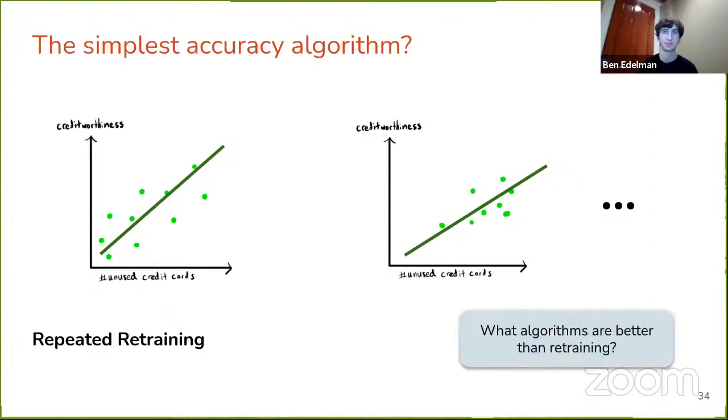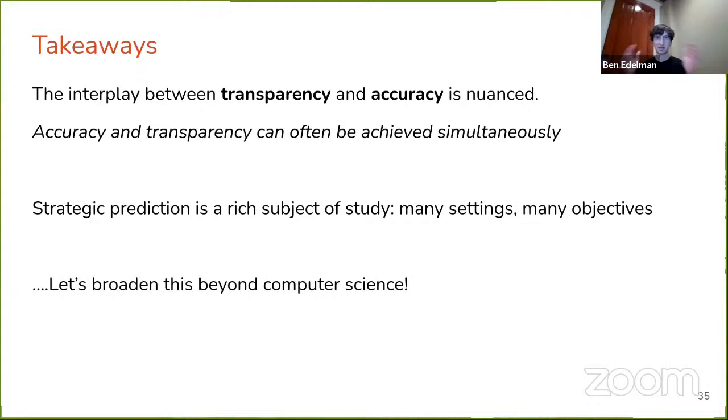So, to conclude, let's think about some takeaways from our entire tutorial. First of all, the interplay between transparency and accuracy is nuanced. When your model is even partially transparent, there is always the risk of strategic manipulation. But as we've covered, accuracy and transparency can often be achieved simultaneously. The tools are being developed for this to be possible. So that's not really just a simple trade-off between one and the other.